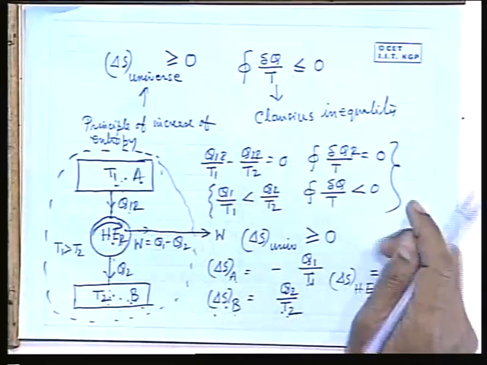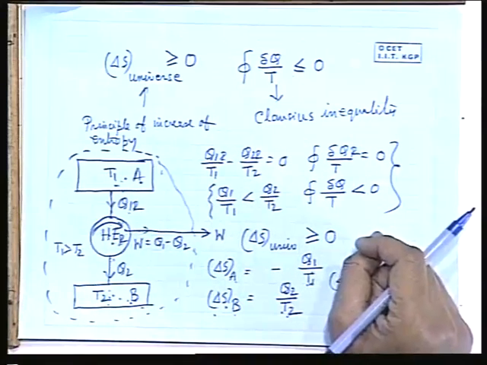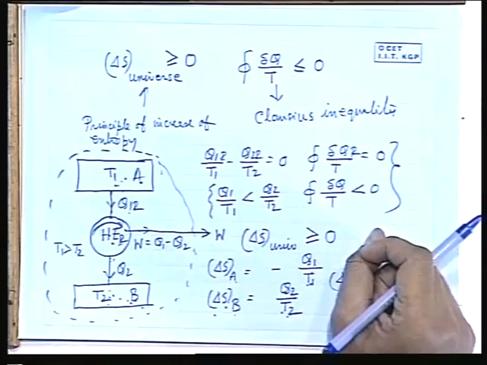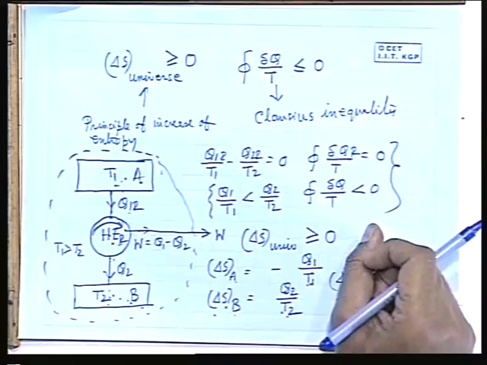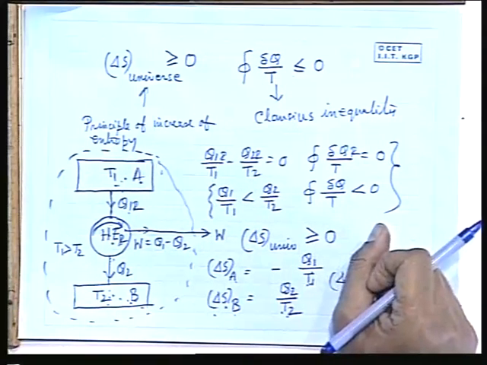Starting from the basic second law, Carnot's theorem says that the efficiency of a reversible engine is the maximum when operating between the same temperature limits, and for all reversible engines this is a unique value. This gives Q1 by Q2 is T1 by T2, or Q1 by T1 is equal to Q2 by T2. This gives rise to the fact that the cyclic integral of del Q by T will be 0.